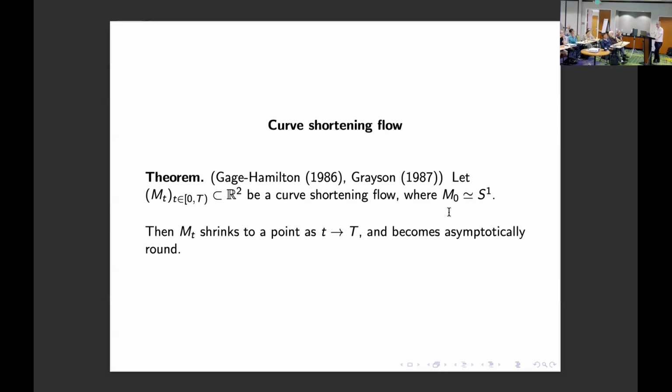Then what happens as you approach the blow-up time is that the curve converges to a point. So Hausdorff converges to a point, and it becomes asymptotically round, meaning modulo an appropriate translation and dilation, the curve will converge smoothly to a round circle as you approach the time capital T. Okay, so this is kind of a beautiful, beautiful result.